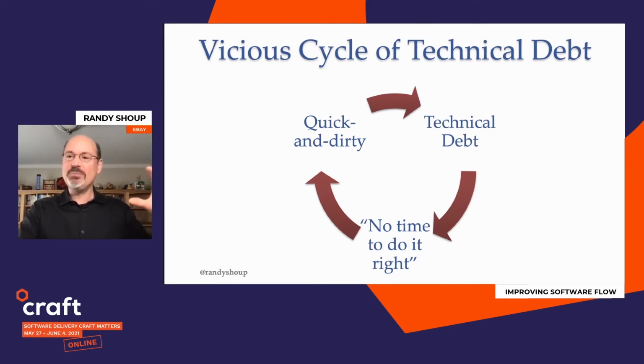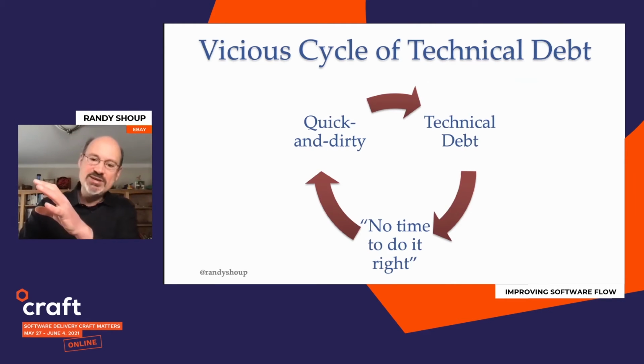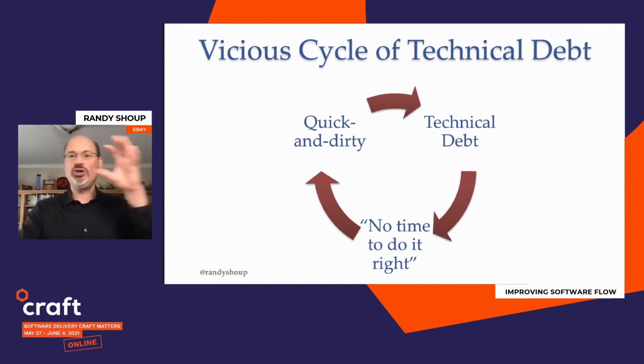So we do something quick and dirty. We accumulate some technical debt. Next time around, we don't have time to do the next thing right, so we do the next thing quick and dirty. We accumulate more technical debt. We have no time to do it right, et cetera. Round and round and round in this vicious cycle of technical debt.